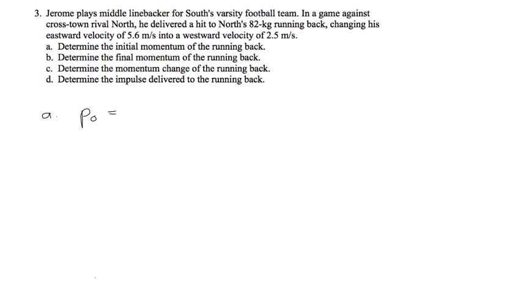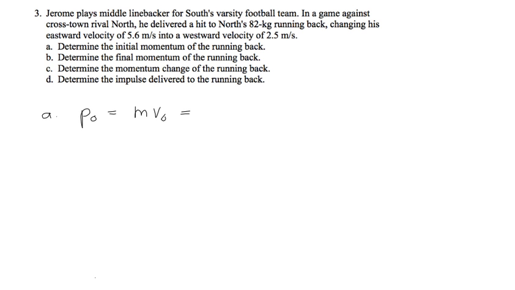And the reason why I'm going to use PO is if you look at this, all of the questions have to do with the running back, the running back, the running back. So we're only talking about the running back. If we were talking about the linebacker who's hitting the running back, then I would probably use the primes, because I'd have to use P for running back and distinguish that from P for the linebacker. But in this problem, we only have one person we're looking at. So the original momentum is going to be the mass times the original velocity.